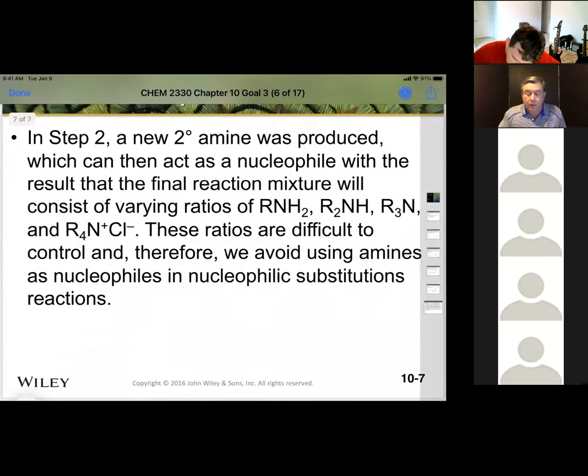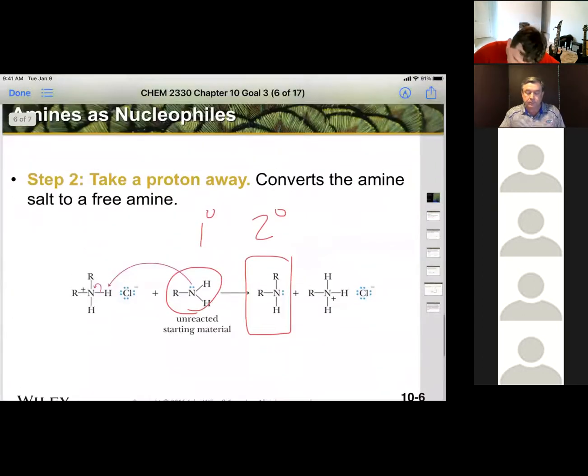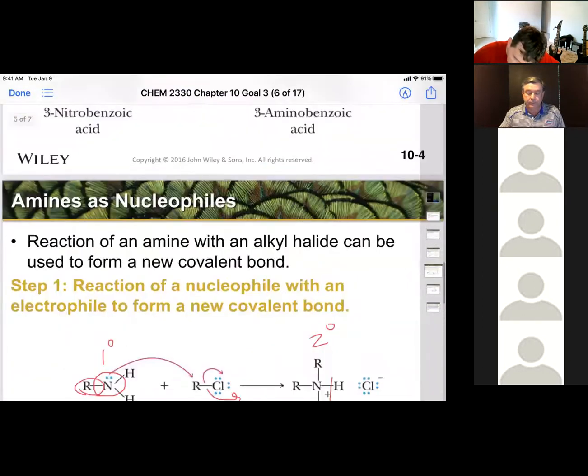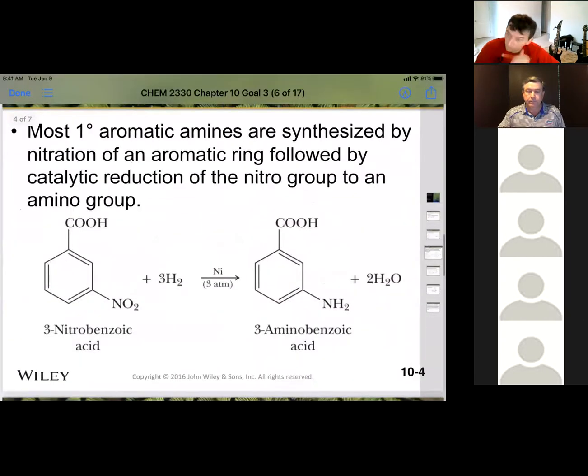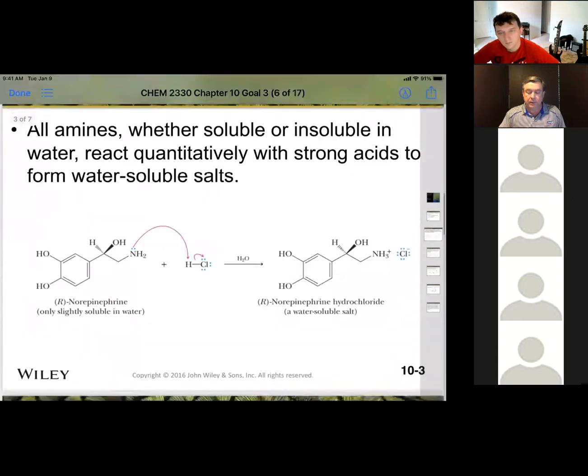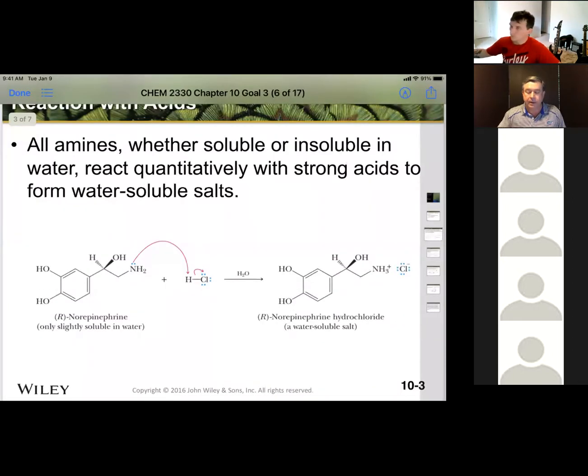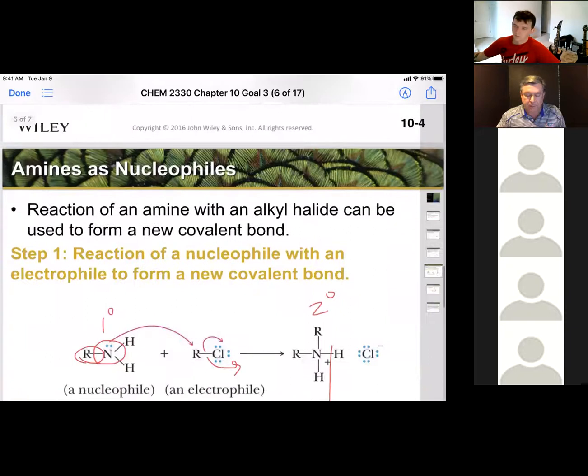That would allow us to easily get to that secondary amine. Okay. Questions on reactions on amines? That's all we have for reactions on amines. Could you go back a couple slides, please? One after that one, please. Down. All right. Here we go.